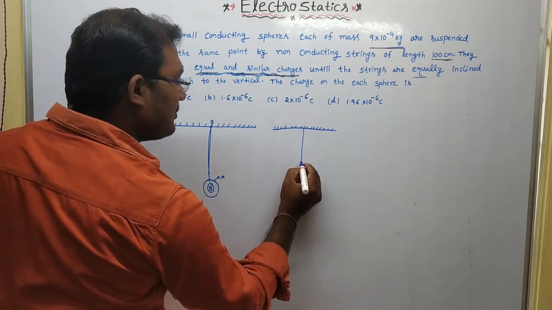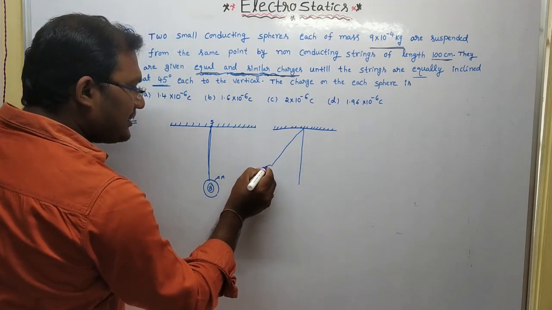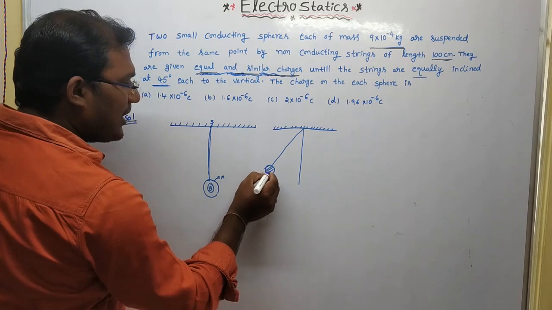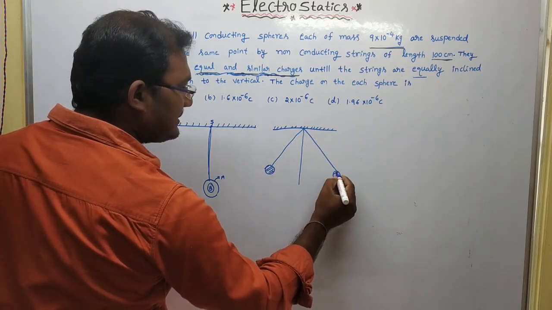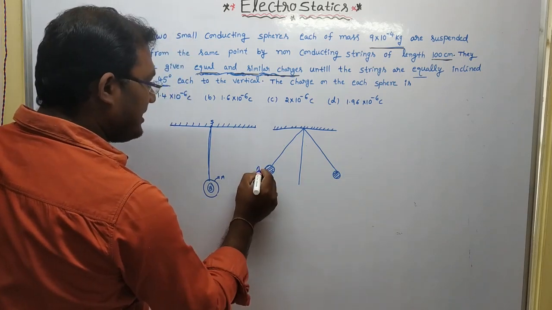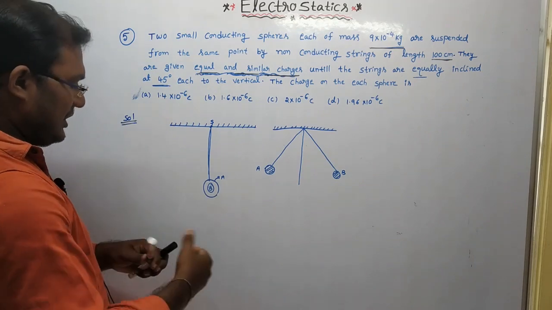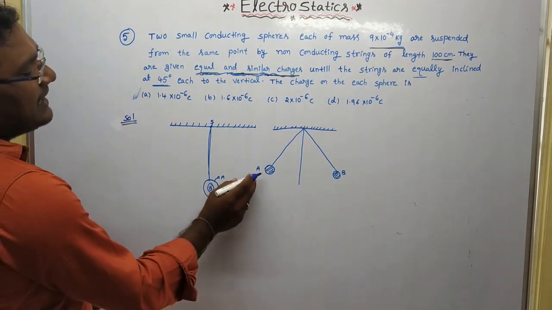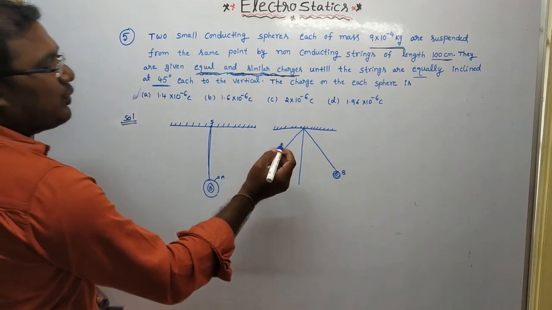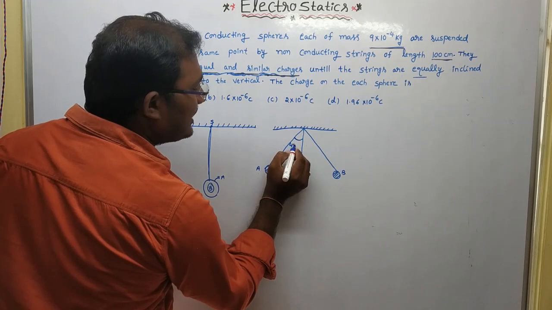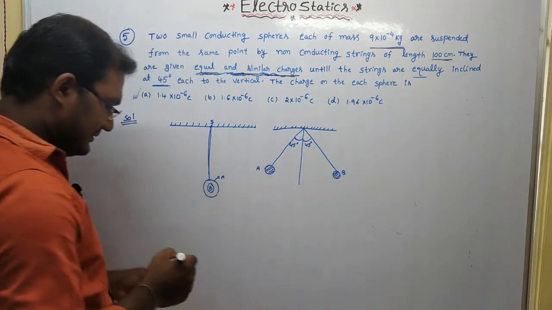This is the vertical initial position. Because of the repulsion force, they go apart from each other like this. This is sphere A, this is sphere B. According to the given condition, each sphere makes 45 degrees with the vertical. Here the angle is 45 degrees. Here the angle is also 45 degrees.